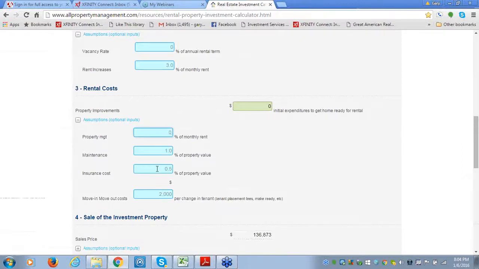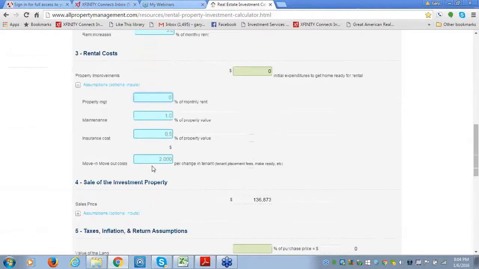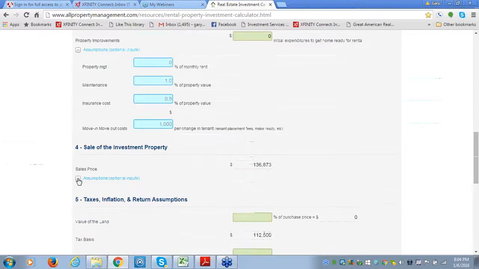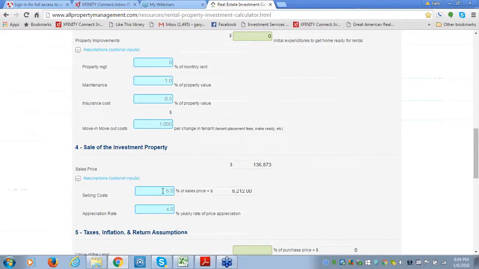Management and maintenance, let's keep it 1%. Insurance costs, let's keep it 0.5%. Move in, move out costs. This is the cost when people vacate and you've got to go in and clean and paint. Let's just make that 1,000. Sale of the property. Let's assume we sold it after a 5-year period for 136.